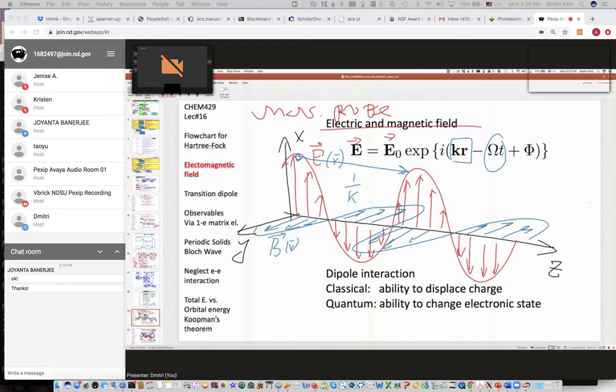So the visible region means sunlight. Excellent. Yes, correct. And even if the molecule is not close to us, if it is in a far galaxy, we can do astrospectroscopy and characterize objects that are very far from us.